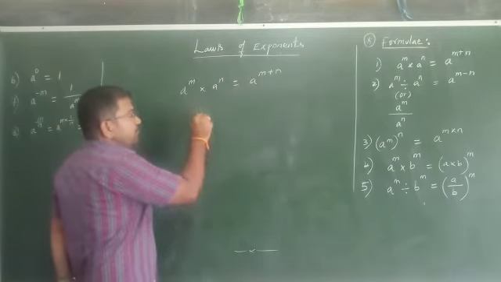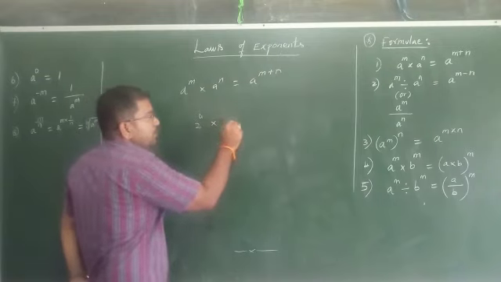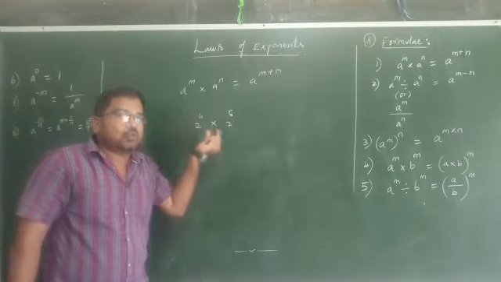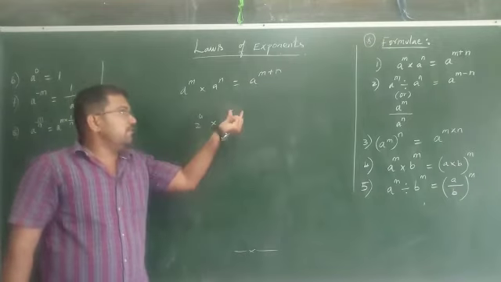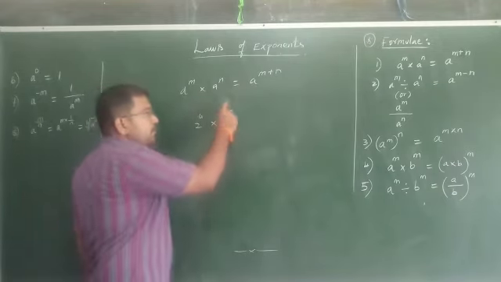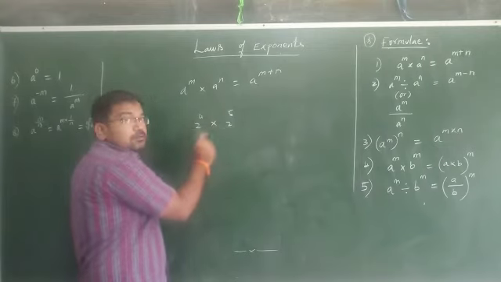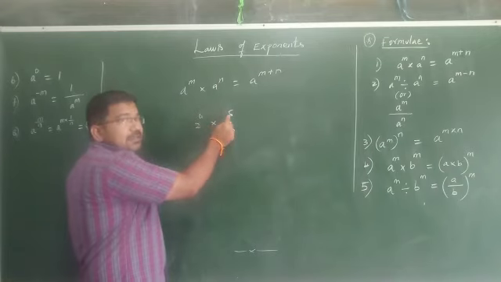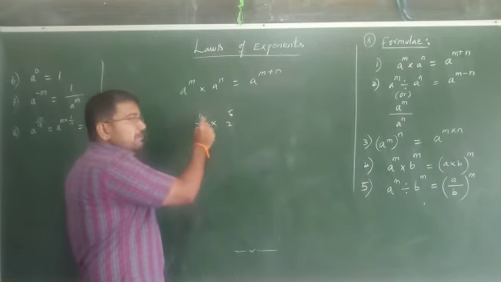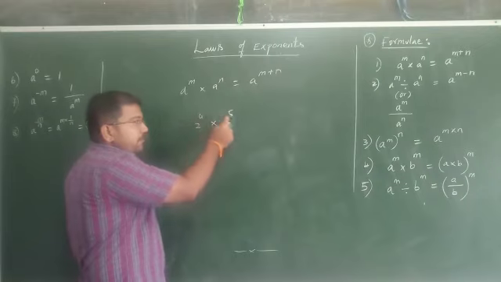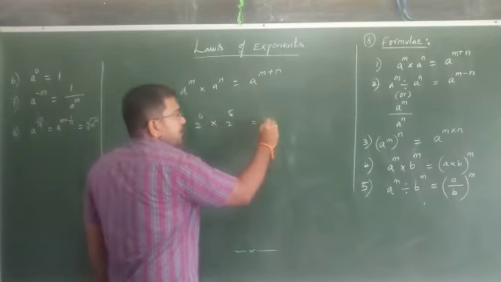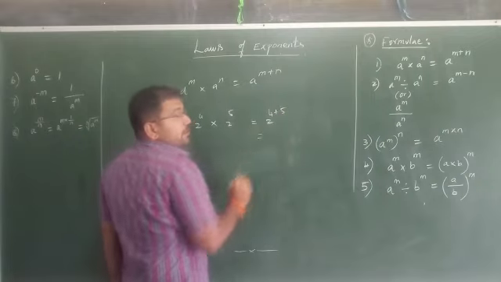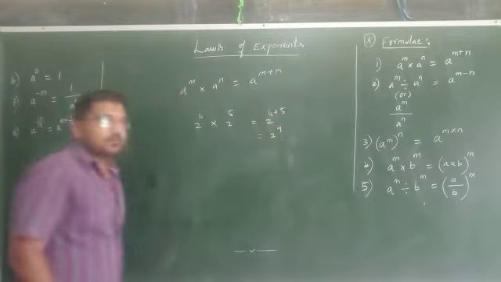Example: 2 power 4 into 2 power 5. See the base. What is the base? It's 2, right? And the powers are 4 and 5. What are we doing here? We are just multiplying the two exponent terms. If you want to multiply, we have to add the powers. So it is equal to having the base only once, 2, and adding the powers 4 plus 5. So it is 2 power 9.